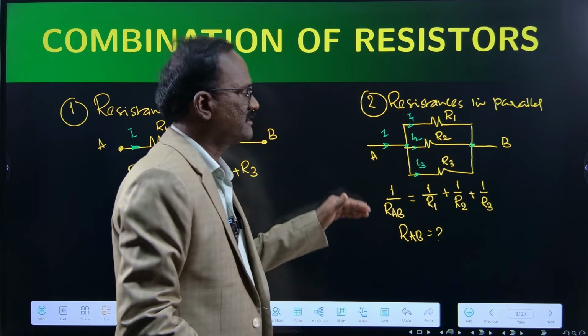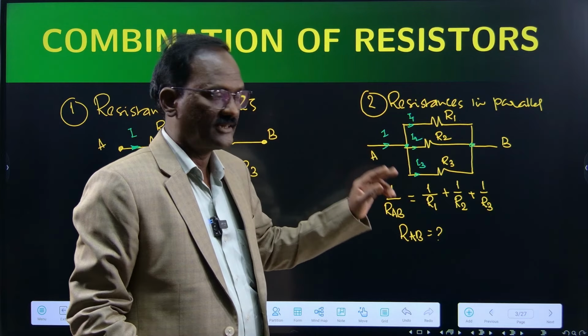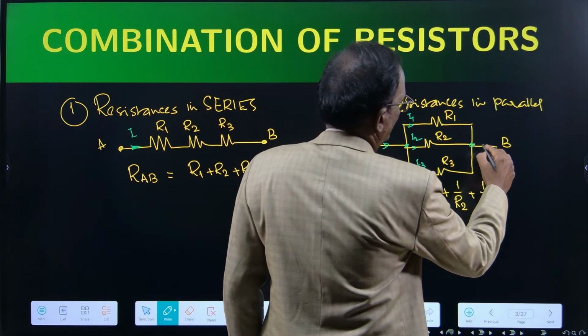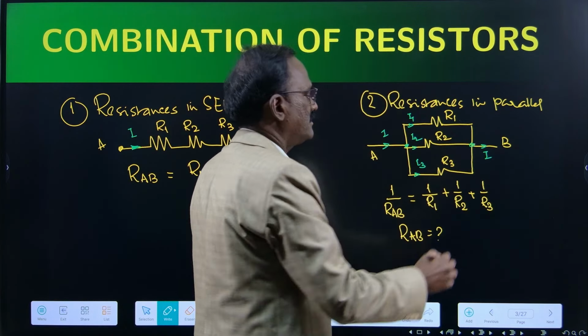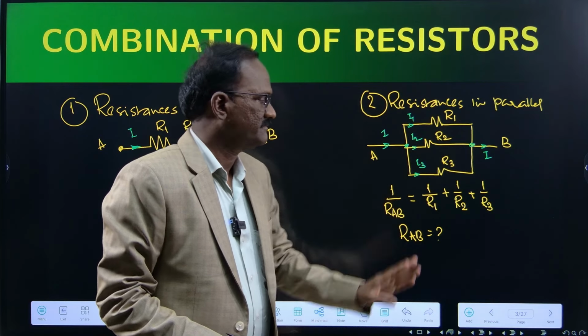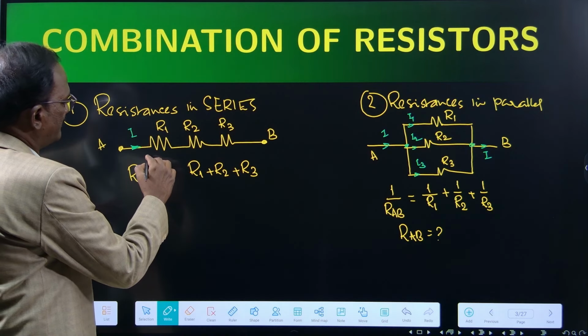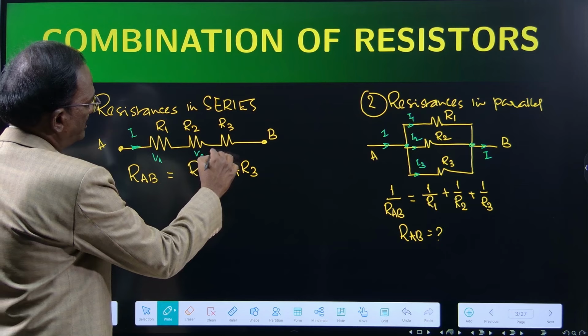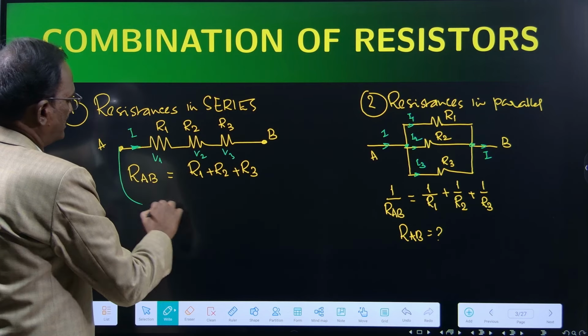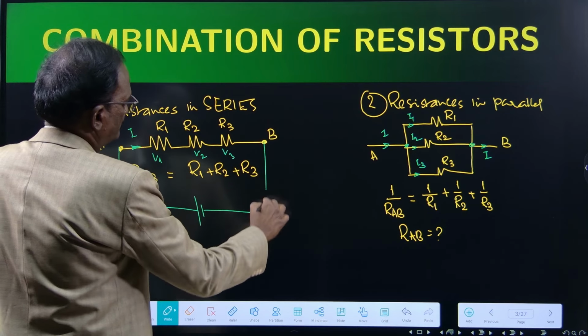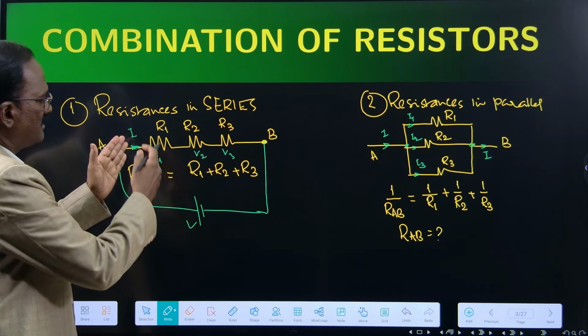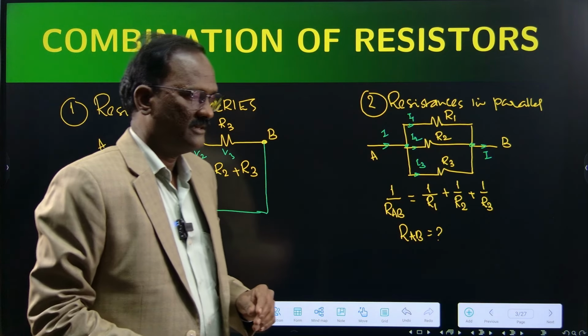Here the current is divided as I1, I2, I3, different currents, right? Then again they are joining here, and we get the total current again. Here the voltage is V1, V2, V3. If there is a voltage source here, it will send one current through the network.